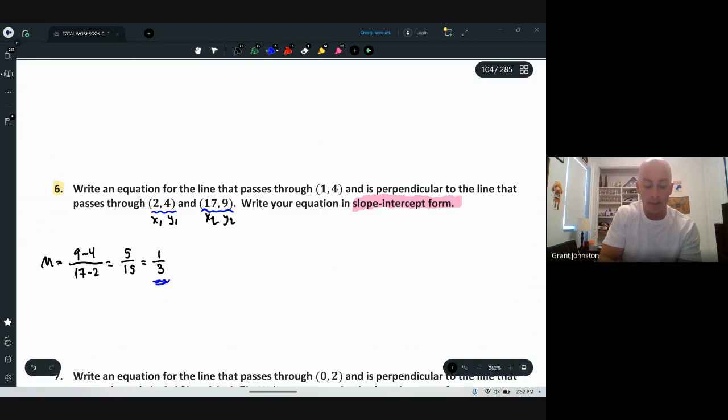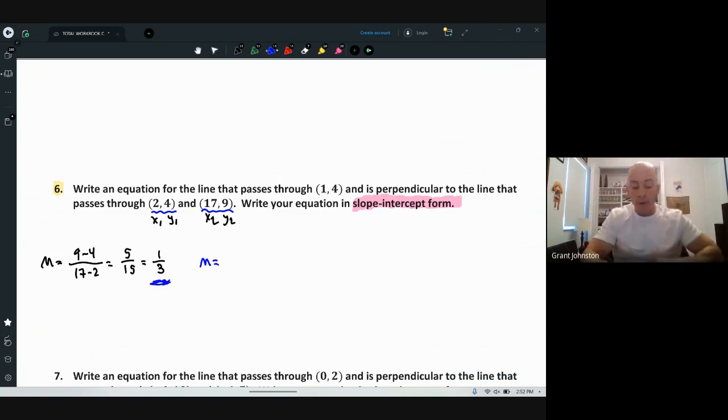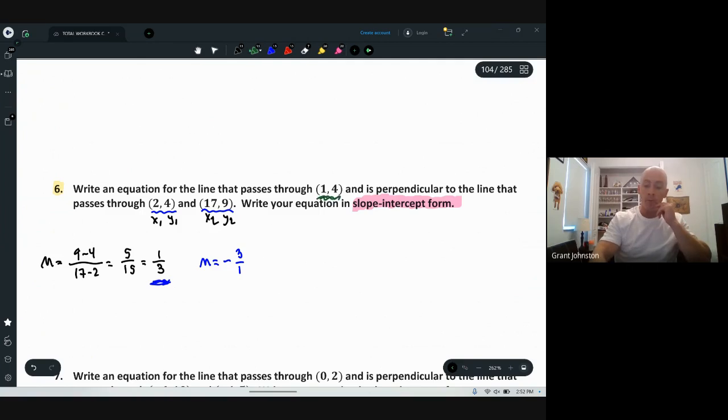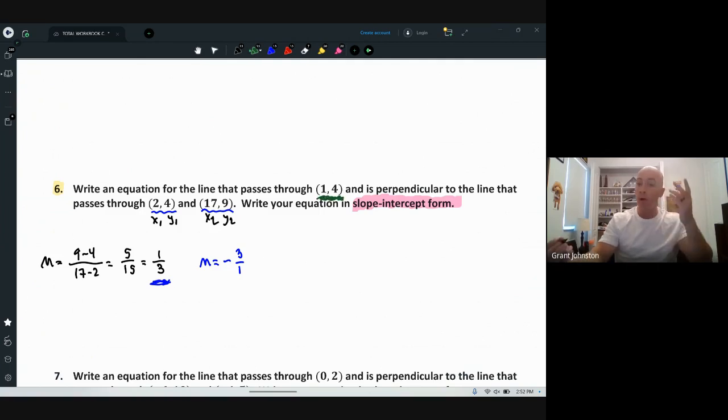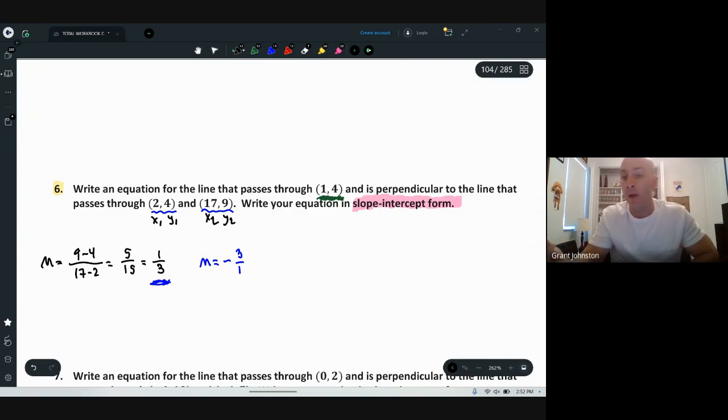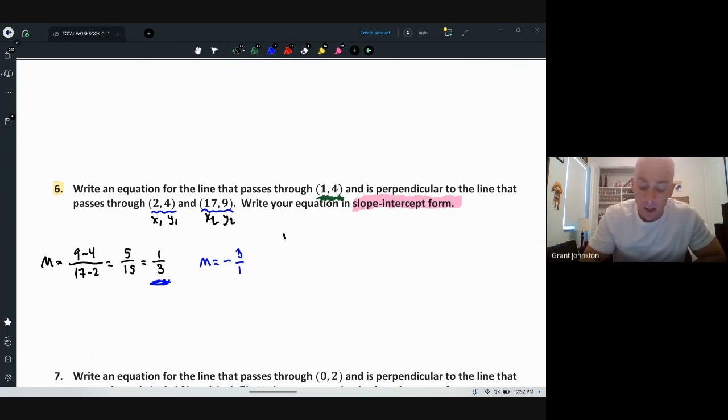But the negative reciprocal of that, flip, it'd be 3 over 1. And I have to make it negative. Got to do the negative reciprocal. So there you have it. So now I'm going to write in point slope form first. So I have this point up here, 1, 4. I have my slope of negative 3 over 1, which I'm just going to write as negative 3. So I'm going to have y minus 4 equals negative 3, x minus 1.